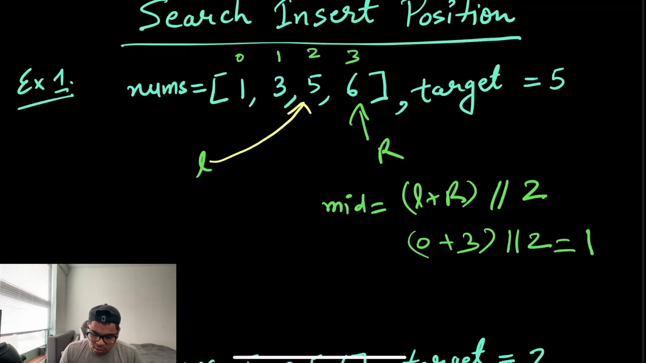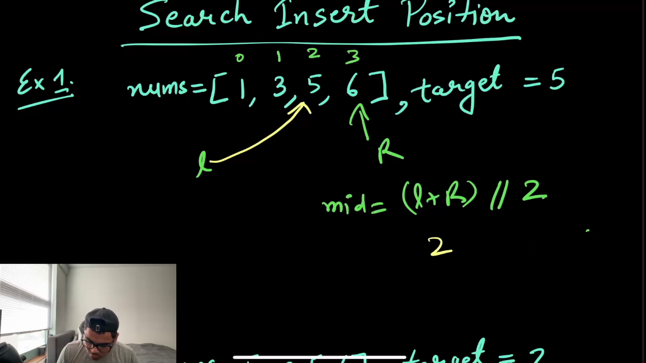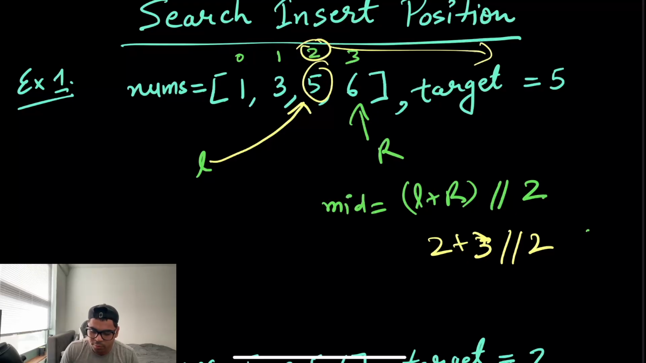Okay. Again, the same approach, we'll take to find the mid, and that will be basically 2 plus 2 plus 3 divided by 2, which is 2.5, which is this. This time it will become equal. The index is basically 2, so our answer would be 2.